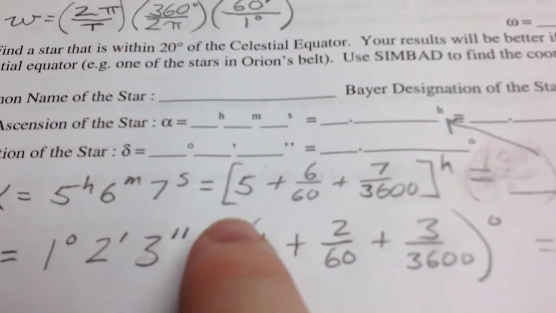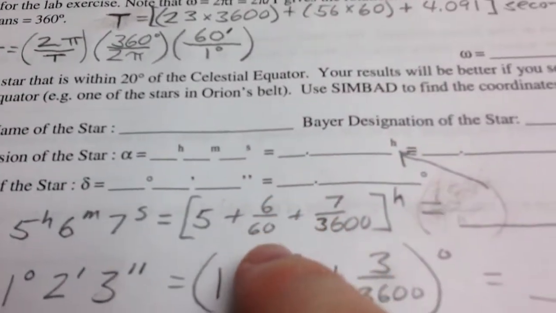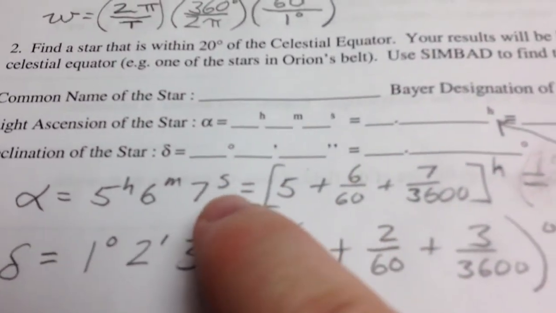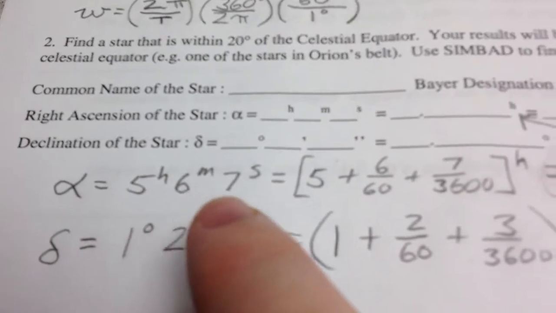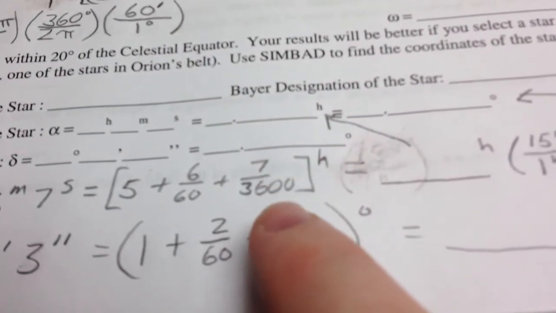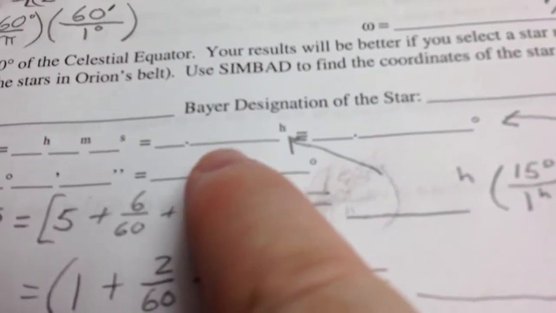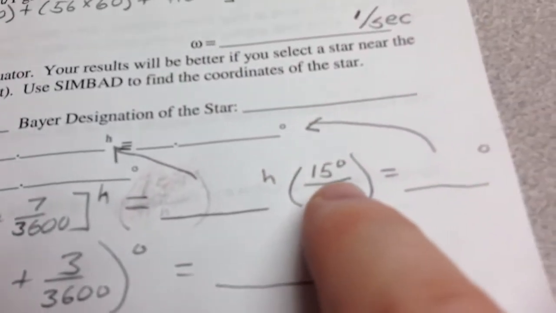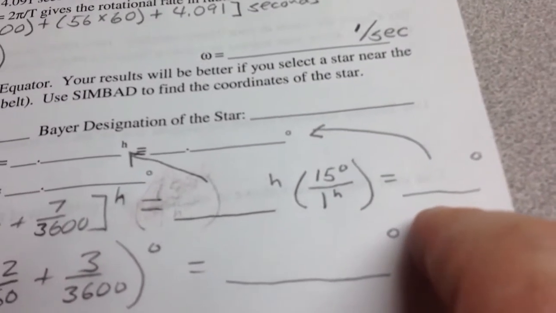The way you do that is you take the number of hours plus the number of minutes divided by 60 plus the number of seconds. This is the superscript S that we're talking about. This is just an example star, by the way, not the actual star you'll be observing. You'll take the 7 divided by 3600, and then you'll get a number which will be decimal hours. That's what goes here. Then to convert hours to degrees, remember that there are 15 degrees for every hour of right ascension, and that will give you the decimal degrees.